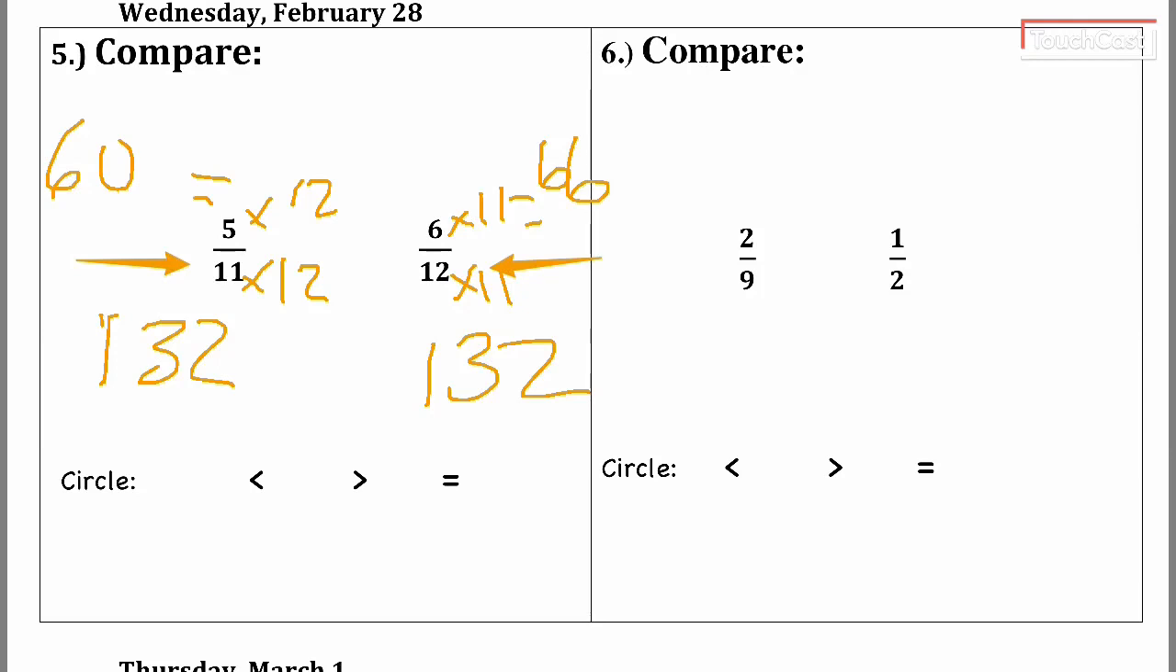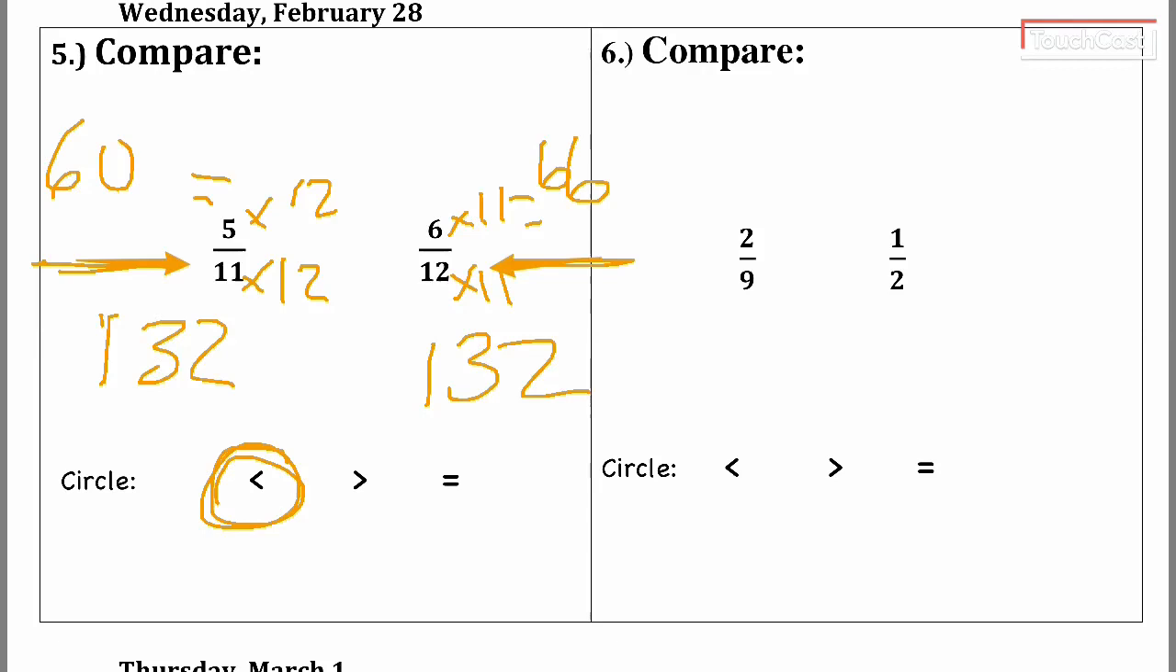So now I clearly can see which fraction is larger than the other. I have 60 over 132, and I have 66 over 132. So I can see with the common denominators that 6/12 is going to be larger than 5/11. So I would choose my less than sign because 5/11 is less than 6/12. But if I read it backwards, 6/12 is greater than 5/11. Please make sure you take that into consideration when comparing fractions.